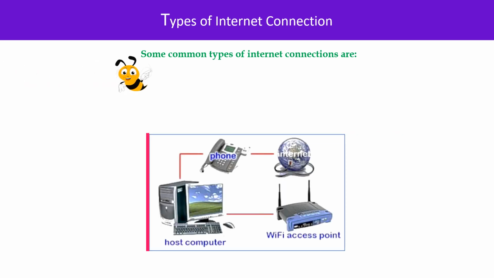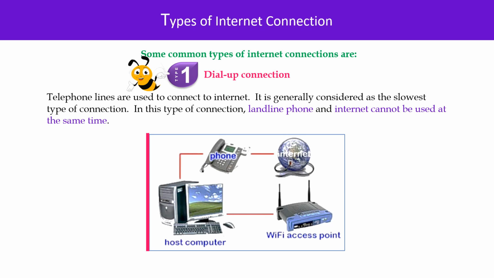Some common types of internet connections are type 1, dial-up connection. Telephone lines are used to connect to internet in this case. It's generally considered as the slowest type of connection. In this type of connection, landline phone and internet cannot be used at the same time.